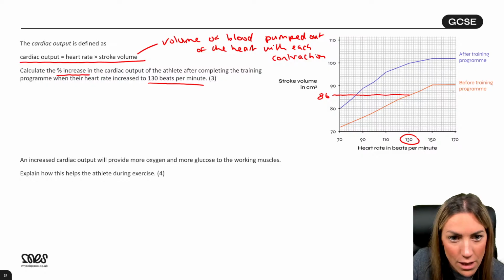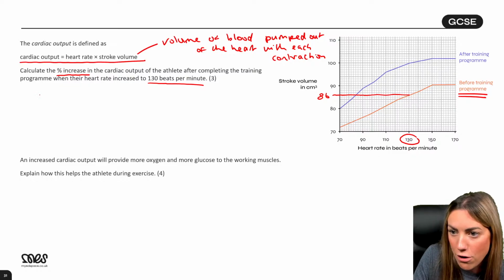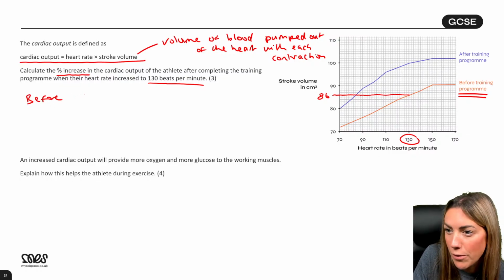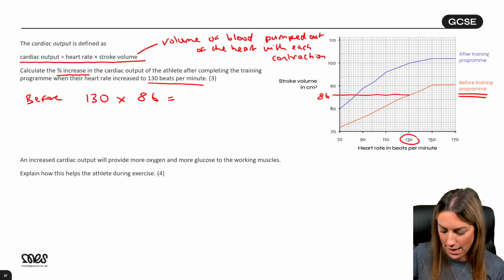Okay. So before the training program, make sure I know what line I'm looking at. Before the training program, I can now work out the cardiac output because the heart rate in beats per minute was 130 and the stroke volume was 86. The equation has told me to multiply them together.